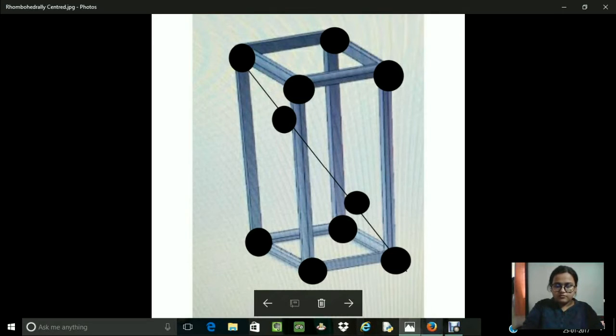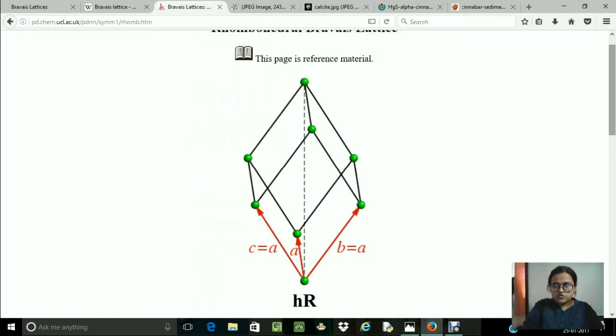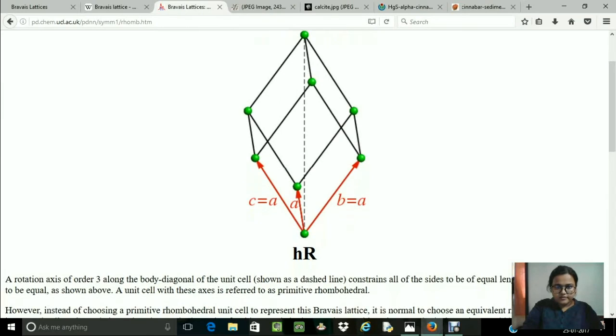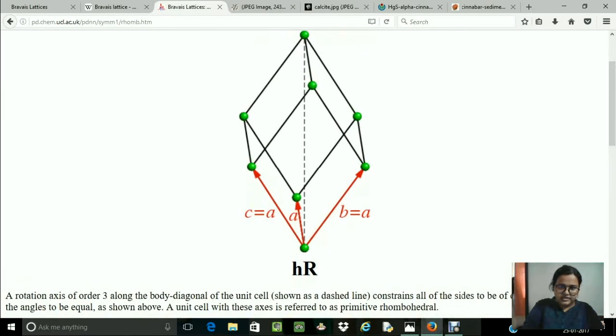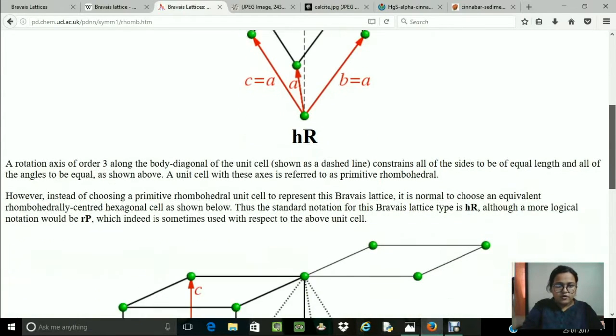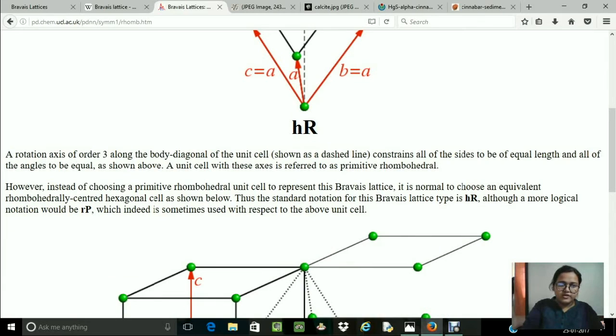Now we come to the explanation. As we can see, this is the structure, and these are the sides, that is A is equal to C and A is equal to B. That means all the sides are equal, and we generally denote it by HR. A rotation axis of order 3 along the body diagonal of the unit cell, shown as a dashed line, constrains all the sides to be of equal length and all of the angles to be equal.